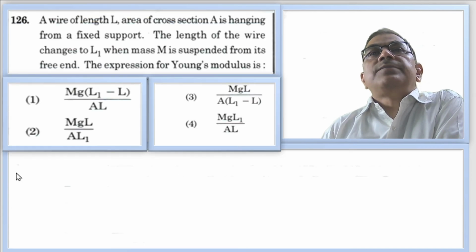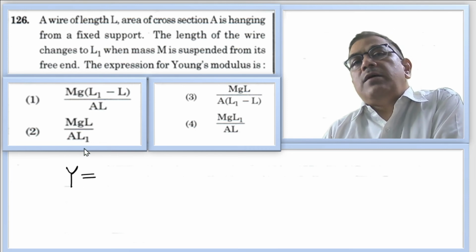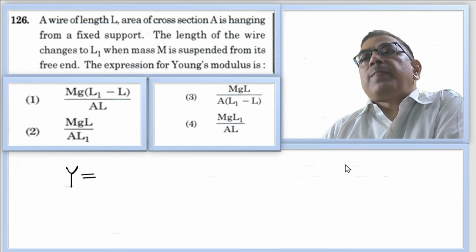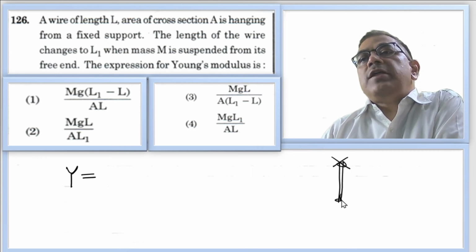So the next part. This is simply the Young's modulus formula for when a wire is hanged. So over here we have a wire which is hanged from a rigid support, and we place a weight at its lower end. This is mg.